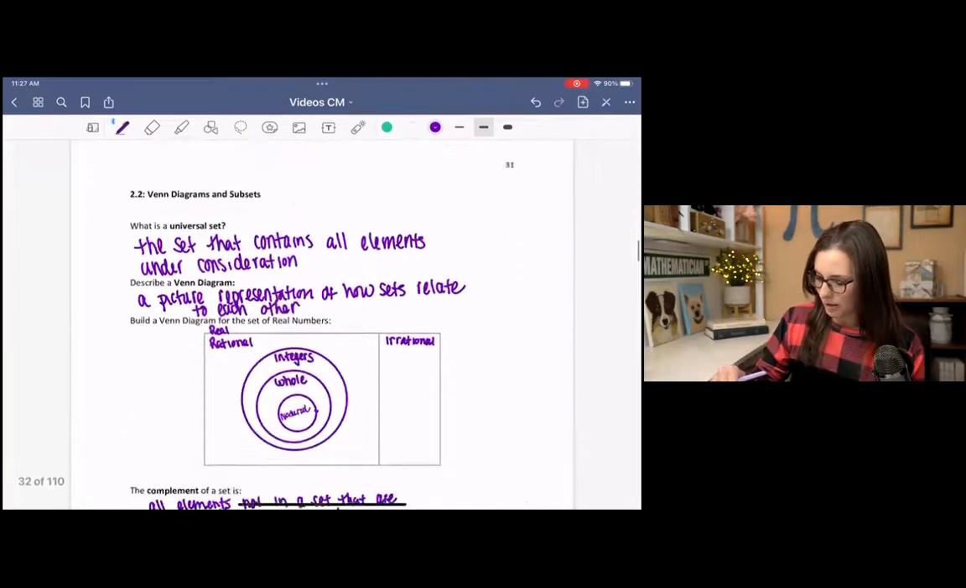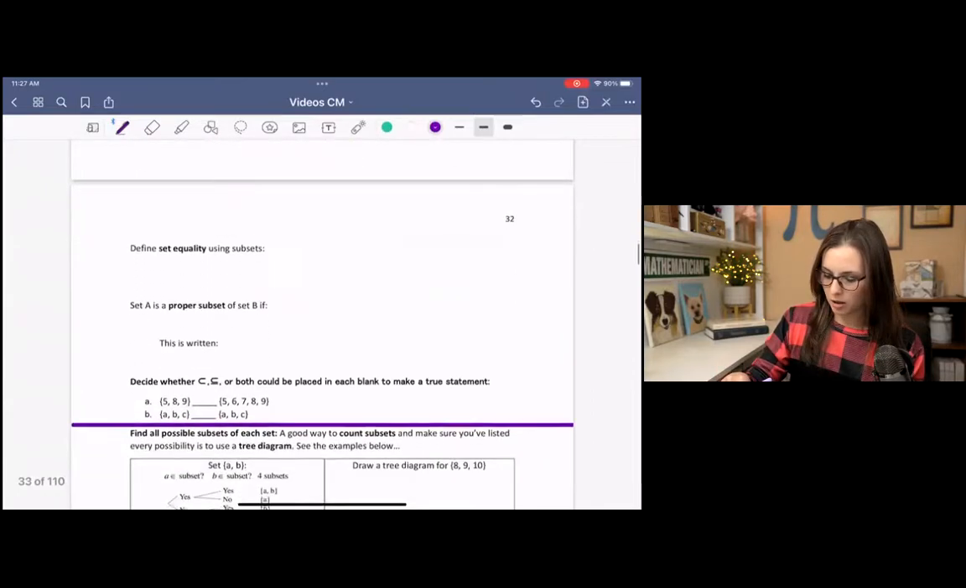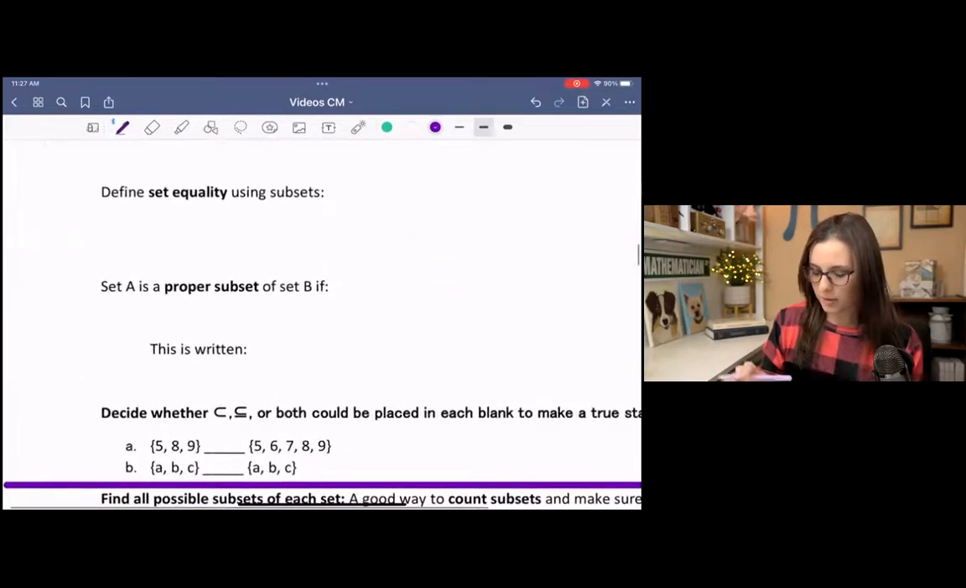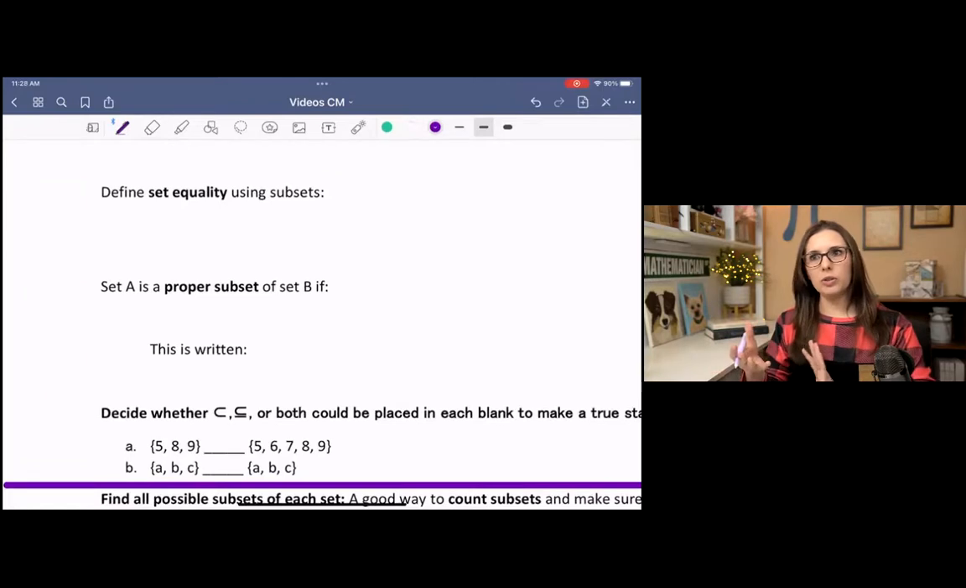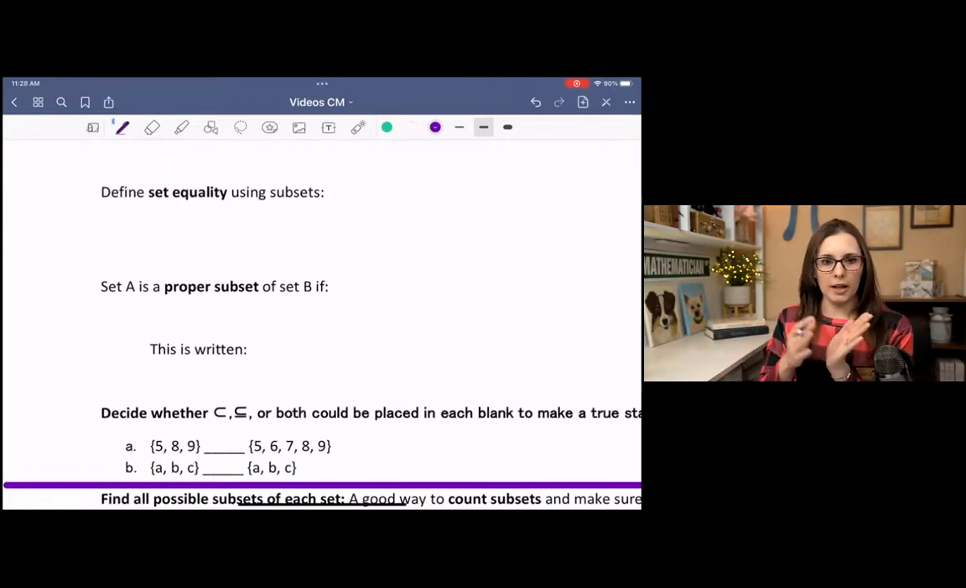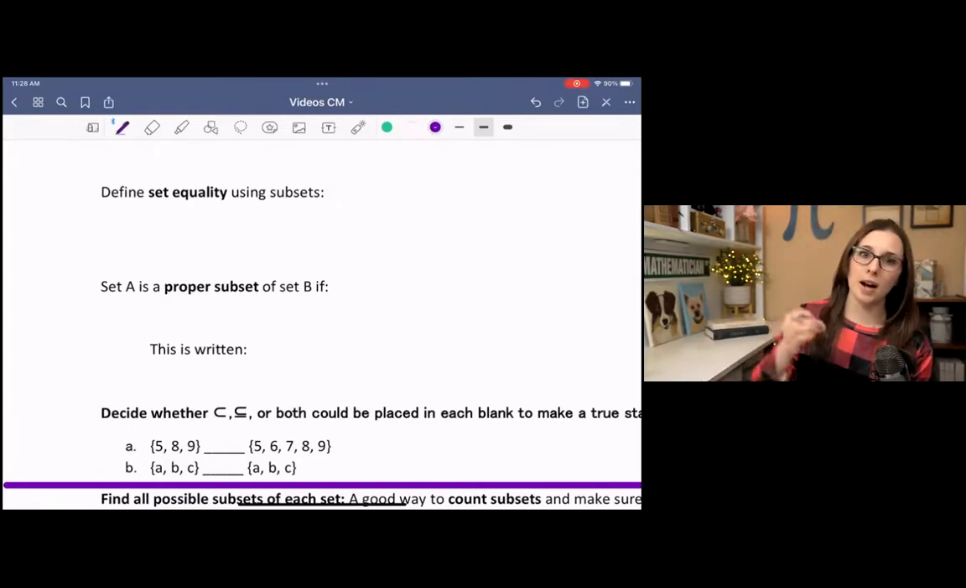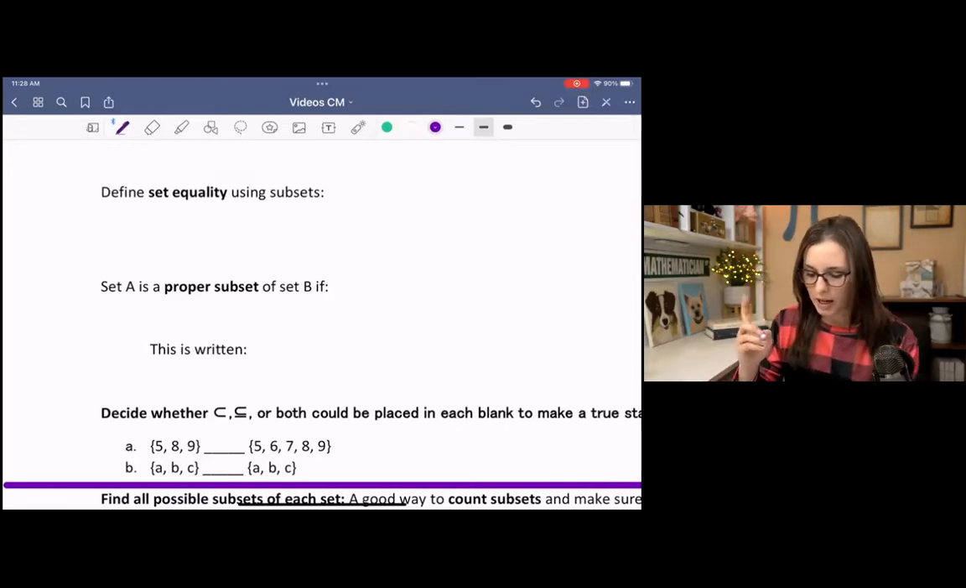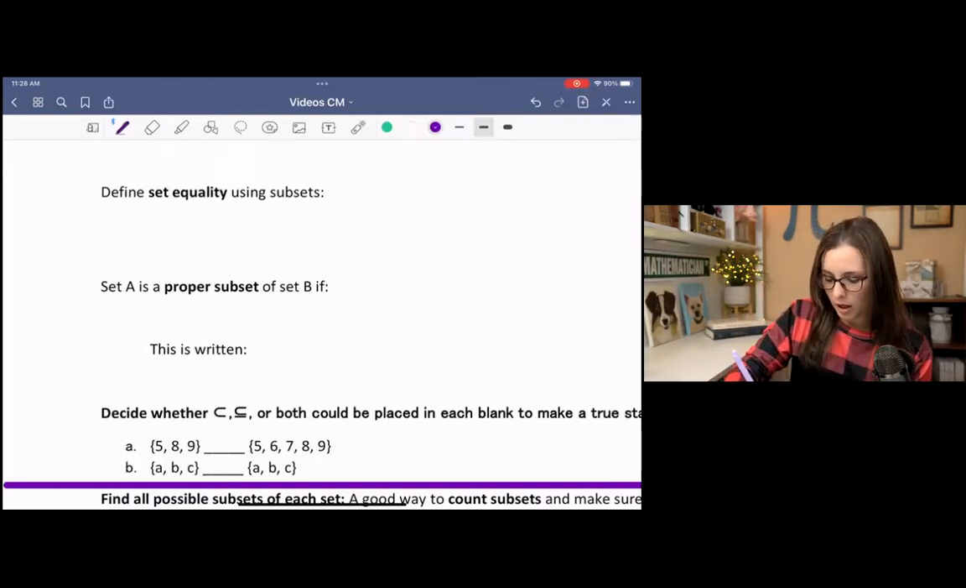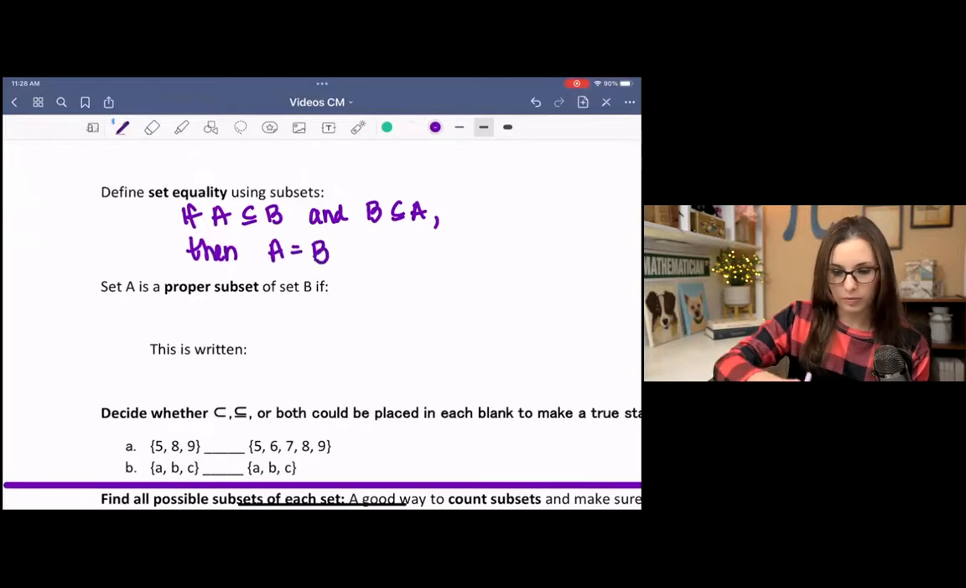Now let's go back down here. Sorry for the crazy ride. There we go. And let's talk about set equality now that we know about finite, infinite, all that good stuff. Set equality using subsets. Now we know what a subset is, so let's use subsets to define set equality. You have set equality only when A is a subset of B and B is a subset of A, then the two sets are equal.